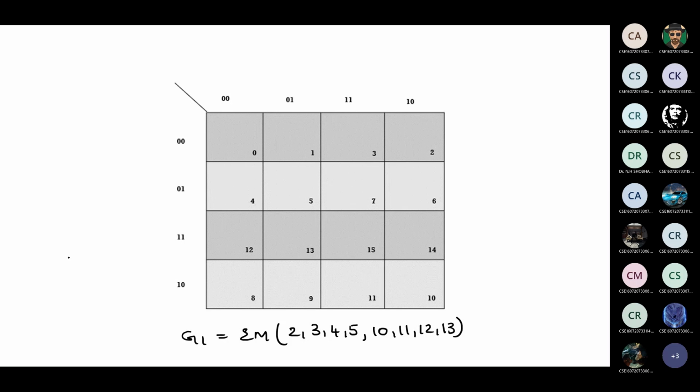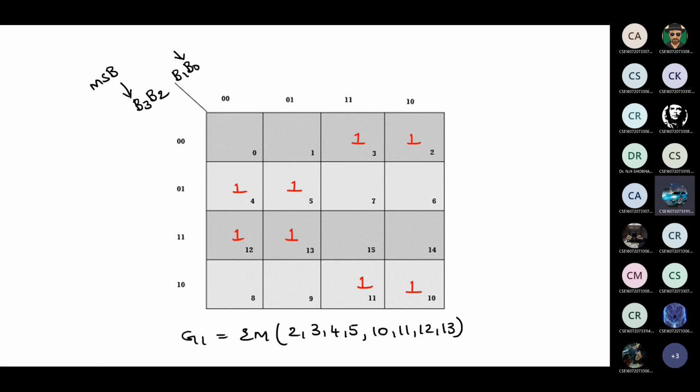Now what are the inputs? A, B, C, D or B3, B2, B1, B0? Always make sure that you write the MSB first. The most significant bit should be first: B3, B2, B1, B0. B0 is the least significant bit. Now in which positions should I put ones? 2, 3, 4, 5, 10, 11, 12, 13. How many groupings are possible?